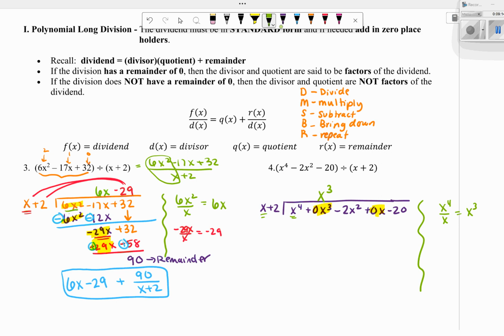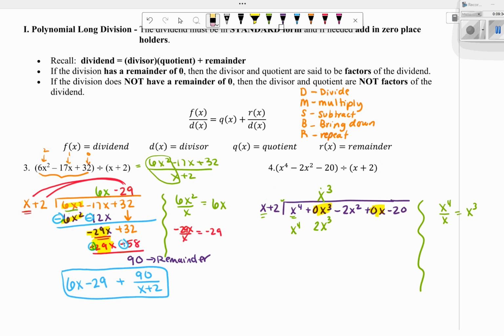Then m stands for multiply. So we take the x cubed times x, which is x to the 4th. And we did that on purpose because those are going to end up canceling out. And x cubed times 2 would give us 2x cubed, which is why we need the placeholder so that we have the spots to add that when we are doing our long division.